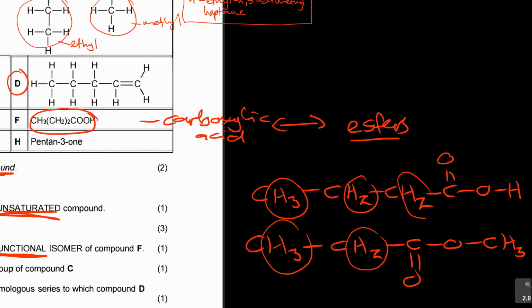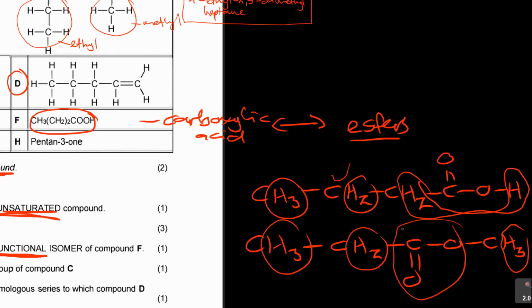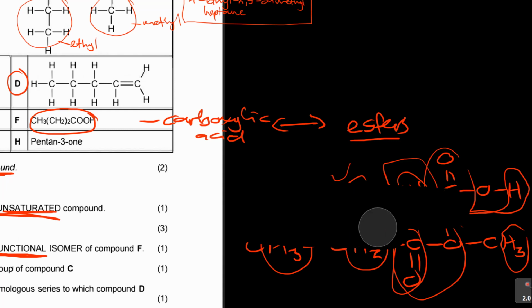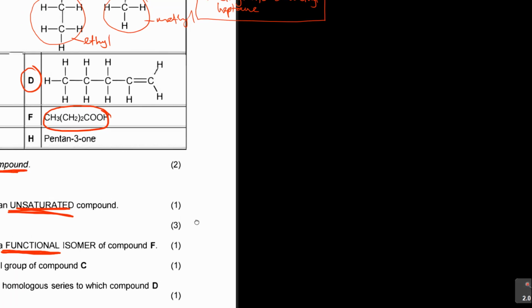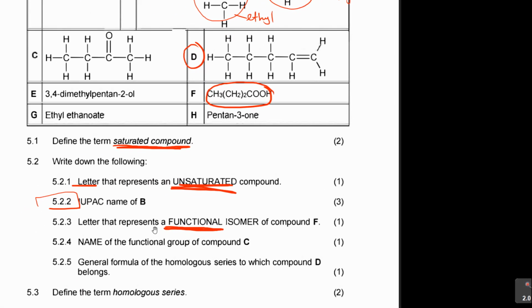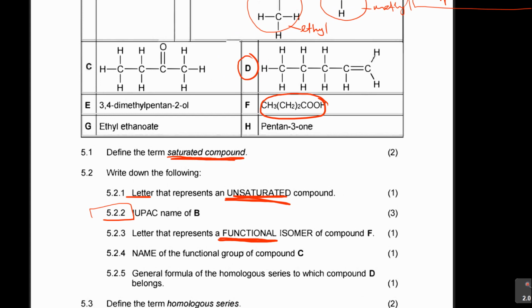Now this is CH3, there is CH3, and then everything is still the same there, right? And then there is the carbon. This carbon is that carbon, and this carbonyl is that carbonyl, so it matches. The question is, what did they say? They are saying here, letter that represents a functional isomer of compound F. A functional isomer. There is an ester, ethyl ethanoate. So you just look for an ester.